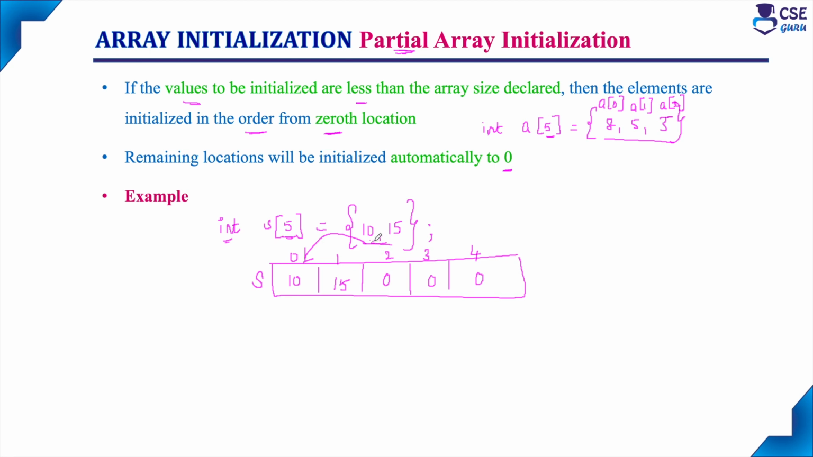Keep in mind, 10 will not be initialized to s of 2 or s of 3 by leaving out the first two memory locations. Whatever values we give, the first value will be assigned to the first array element's memory location only, that is the 0th location. It will be stored only in order. We cannot initialize any in-between elements without initializing the starting element. That is not possible. So this is partial array initialization.